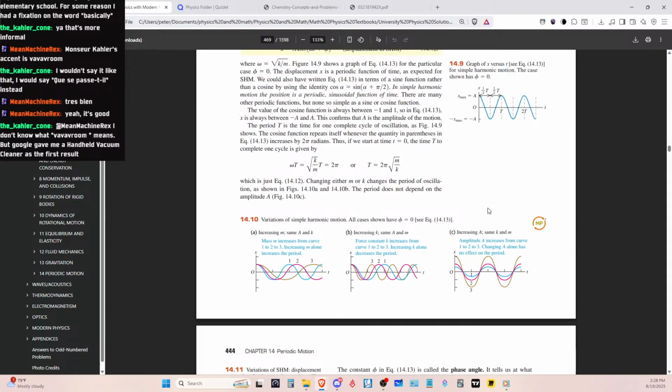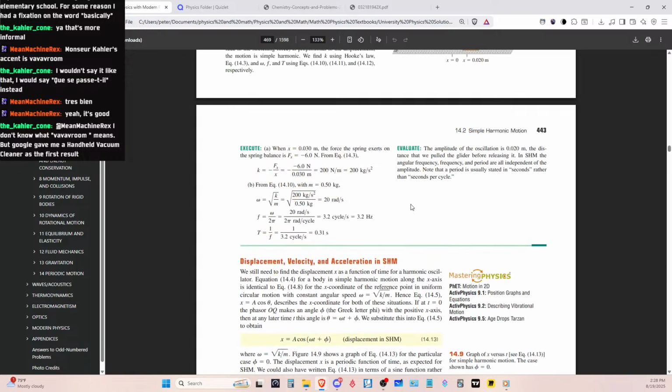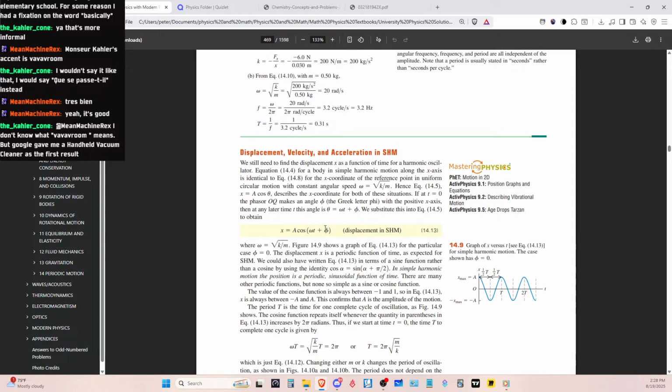Okay, vibrations of simple harmonic motion. So, the constant phi is called the phase angle. It tells us what point in the cycle the motion was at at time 0. Well, yeah, that makes sense, because if you have time 0, then you're just left with this.